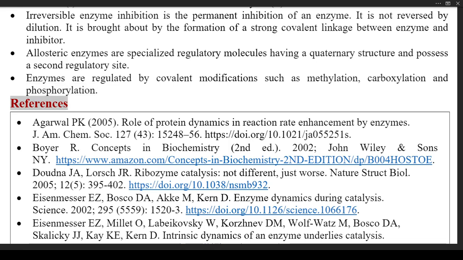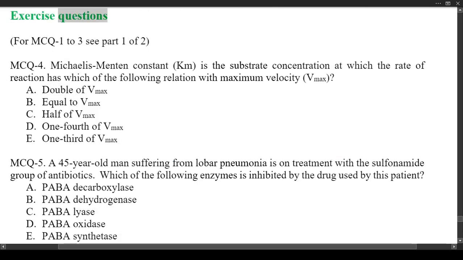References. Exercise questions. MCQ 1 to 3, Part 1 of 2. MCQ 4. Michaelis-Menten constant, Km, is the substrate concentration at which the rate of reaction has which of the following relation with maximum velocity, Vmax? Double of Vmax. Equal to Vmax. Half of Vmax. 1/4 of Vmax. 1/3 of Vmax.